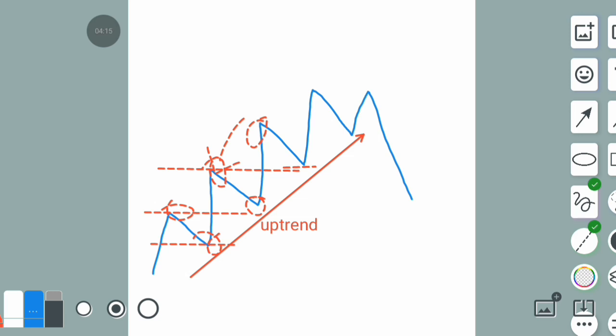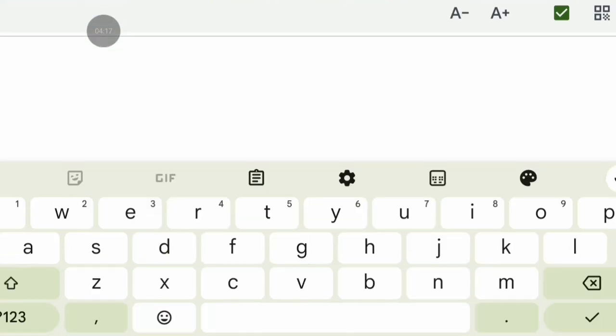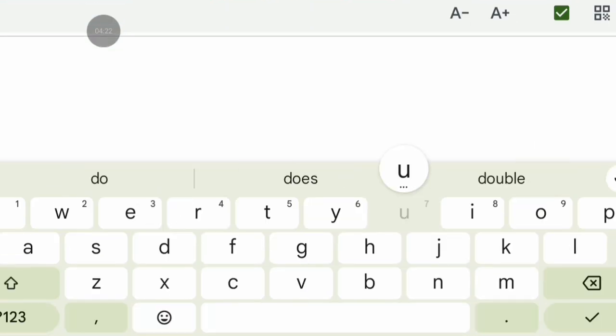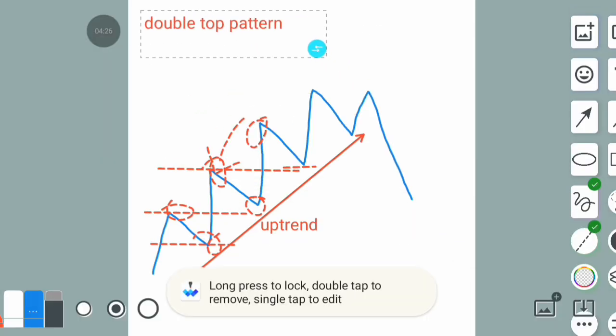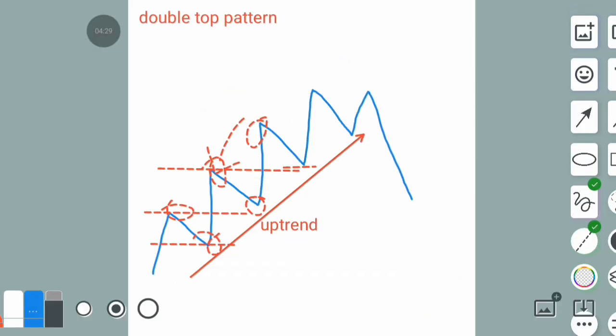Okay, so today we are not talking about uptrends, but we are talking about the double top pattern. This is a double top pattern, right? So how do we identify a double top pattern? Look at this. As we have identified our trend, it's an uptrend. As we are moving, you see the market is forming higher highs and higher lows, higher highs and higher lows.